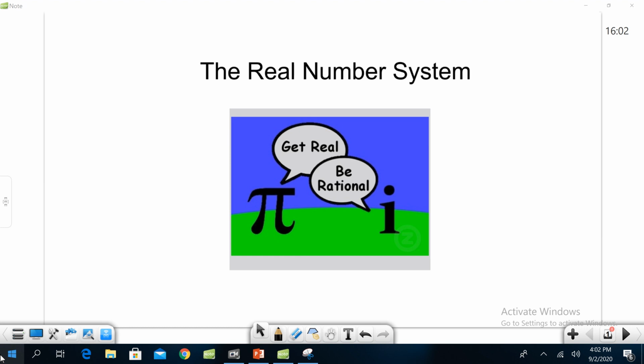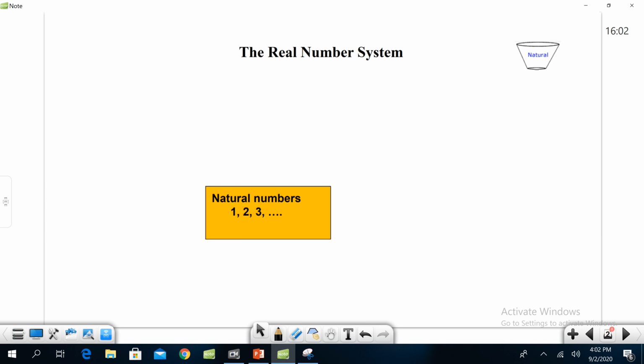And so we're going to start, so whatever I present, you're going to write in your journal. So make sure you are ready with your journal and your pencil. We're going to start with natural numbers.